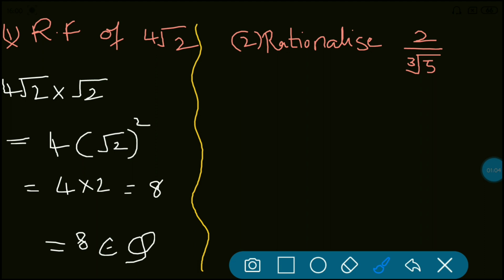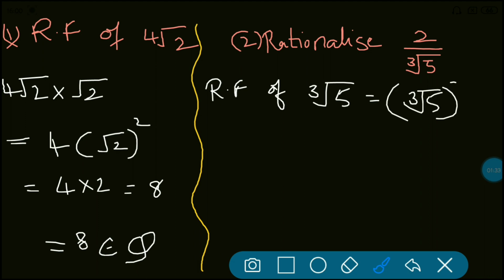Second one: rationalize the denominator of 2 by cube root of 5. This is also very simple. As they are asking to rationalize the denominator, first let's find the rationalizing factor of the denominator. The rationalizing factor of cube root of 5 is nothing but cube root of 5 whole square. That's it. Now this is a very simple one.